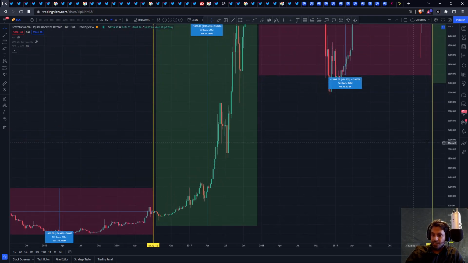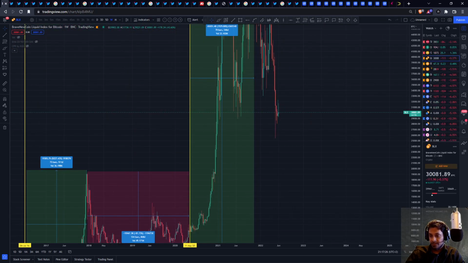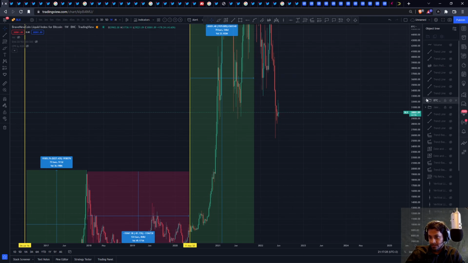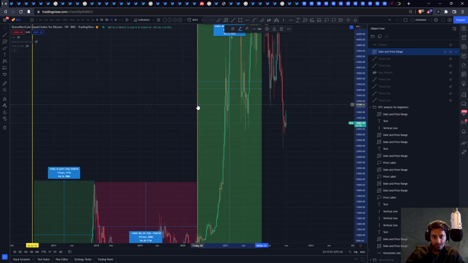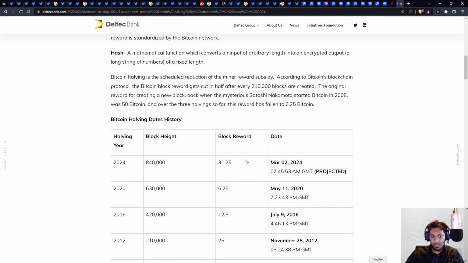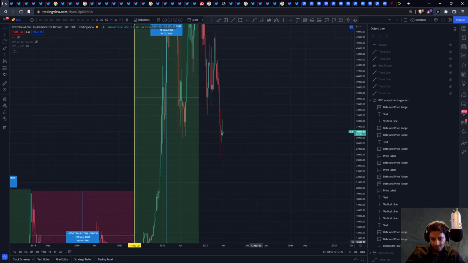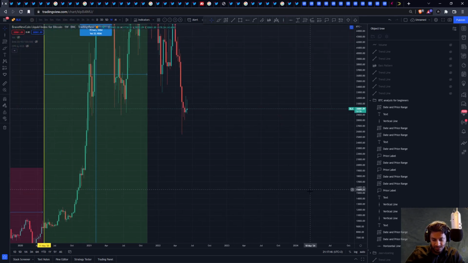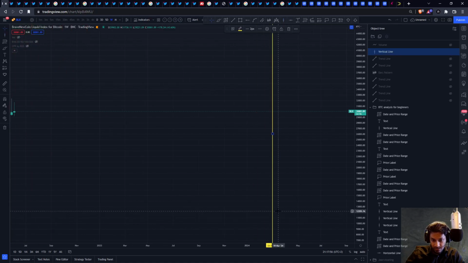So a good indication for us right now is to draw another line. I'm going to do that right now. Over here, let me open this up. And the halving is going to take place March 2nd, 2024. So we could just go to 2024 and March 2nd. Let's zoom in a little bit, and then let me grab the tool. Somewhere around here. Let me zoom in a little bit more.